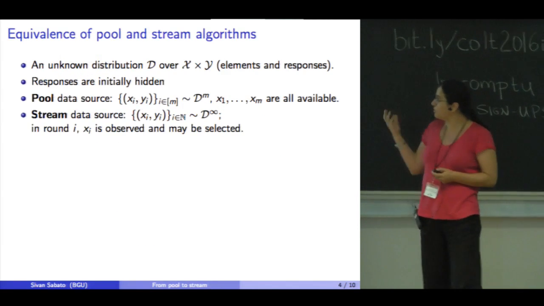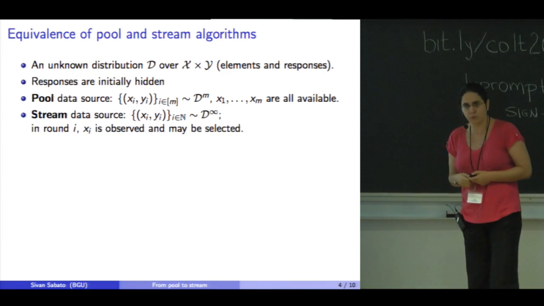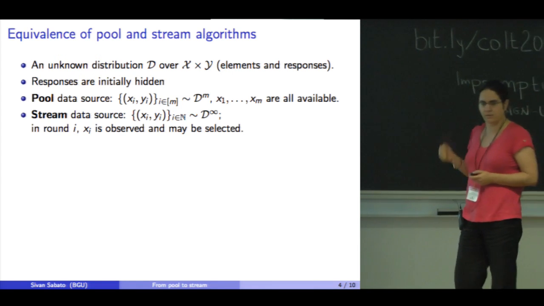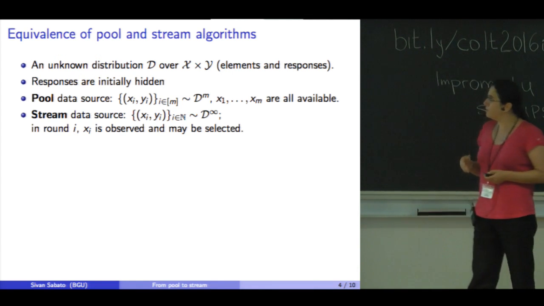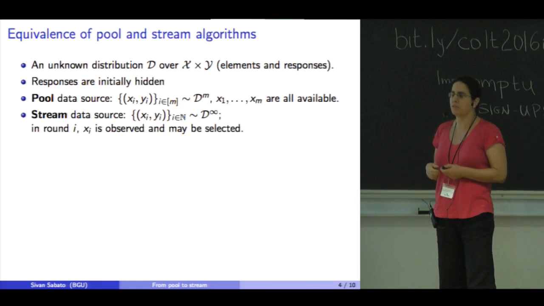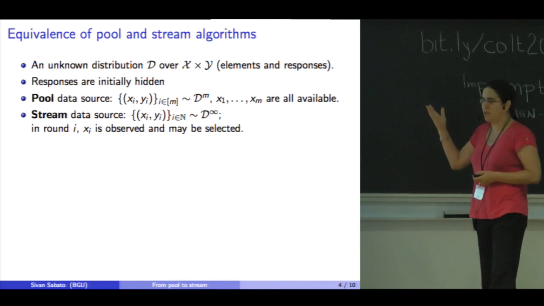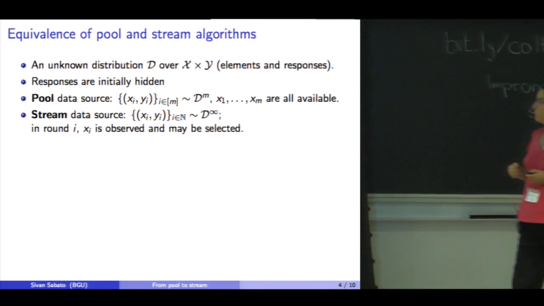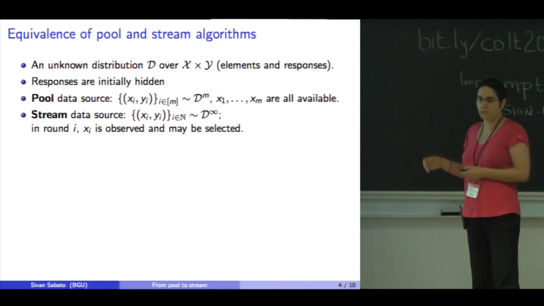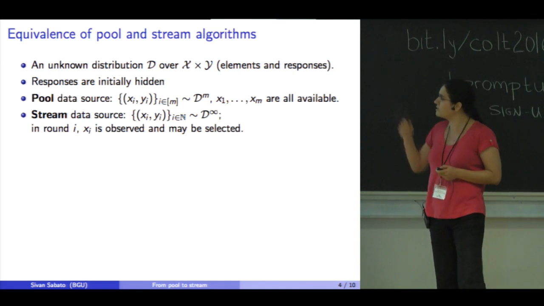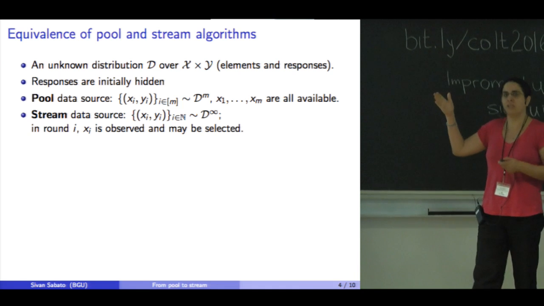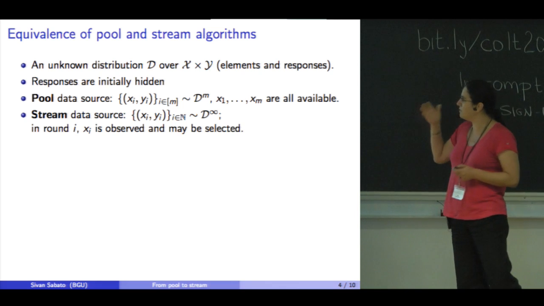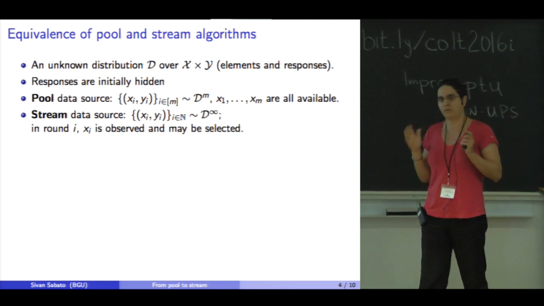So to start to think about it, let's be a little bit more formal. So we'll assume some distribution D over x's and y's. X's are the elements and y's are the responses. And as I said before, the responses are going to be hidden at the beginning. The data source that the pool has is some IID draw of M pairs from the distribution, and it can observe all of the elements. The data source of the stream is essentially basically an unbounded stream of elements, and every time it sees an element, it can decide whether it selects it or not.